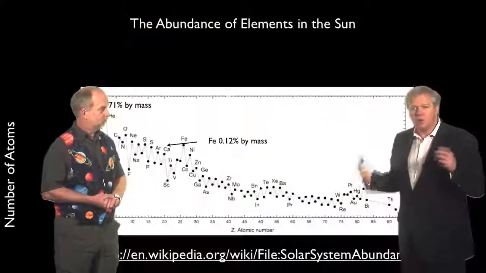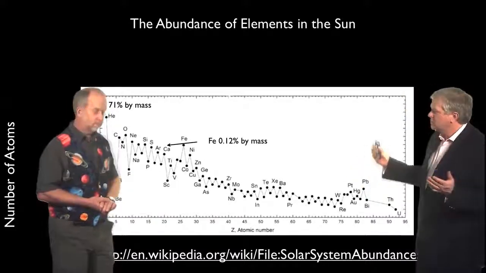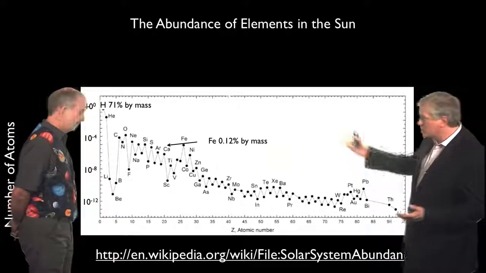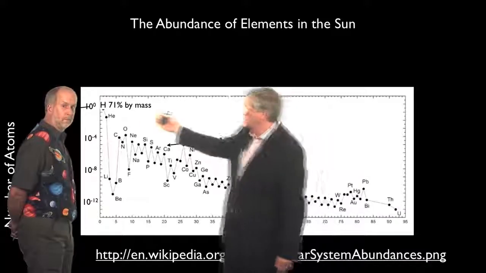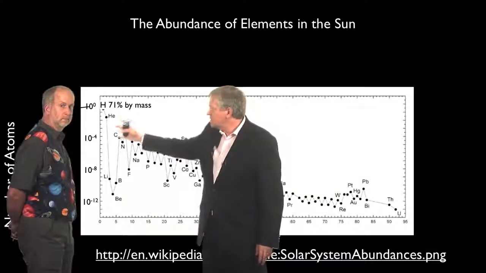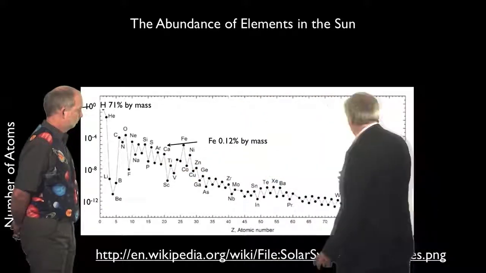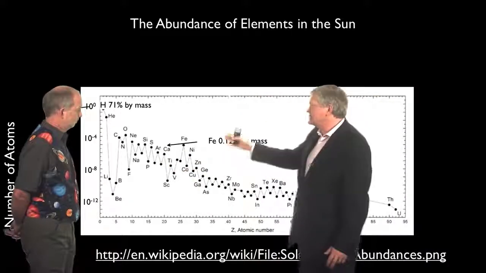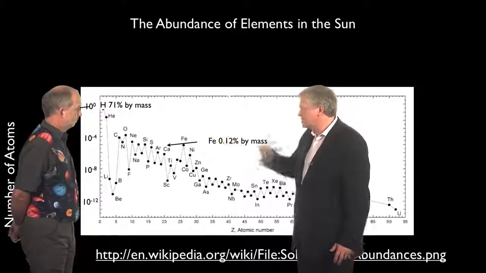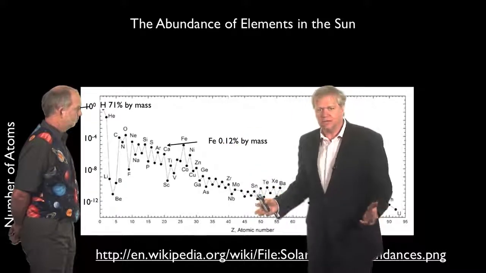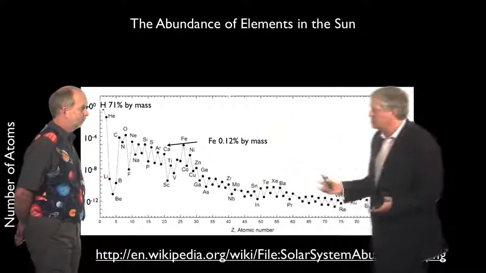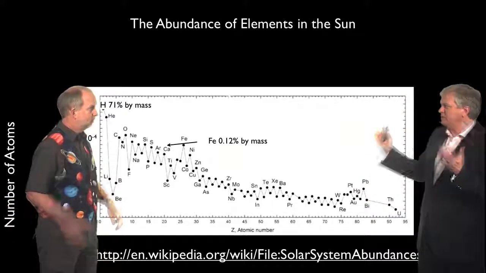And yet, when we go and look at what's in the sun, look what we see. We see that, sure, the sun is largely made out of hydrogen, 71%, and it has about 25% helium. But then there's all this other stuff. I mean, 0.12% of the sun is iron. And iron wasn't made in the Big Bang. So we have to figure out how that stuff got here.